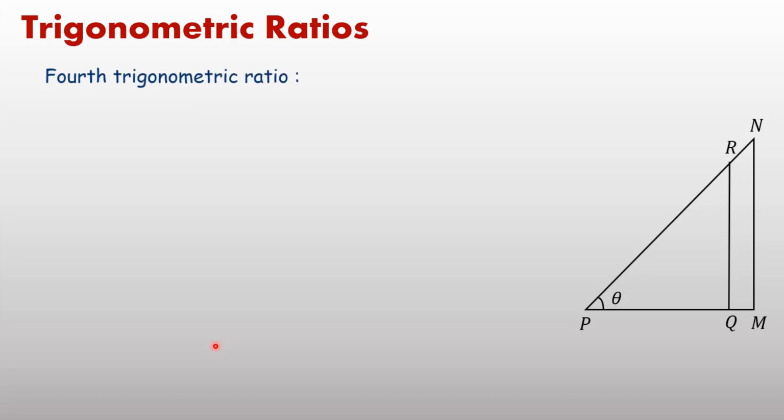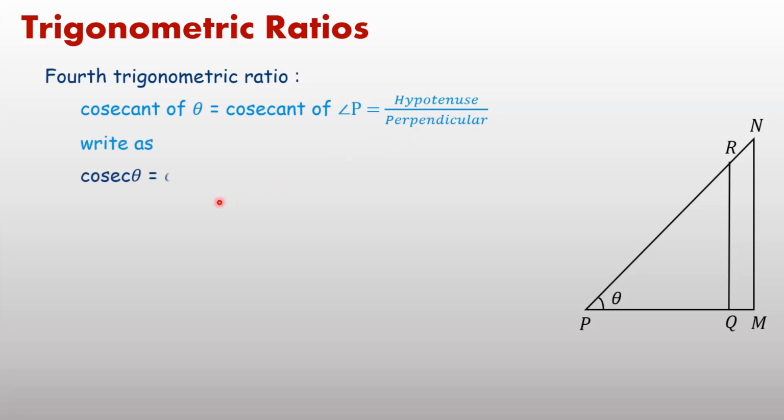Fourth trigonometry ratio, that is cosecant of theta, which represents the ratio of hypotenuse and perpendicular. Means we can write cosec theta in short form as cosec P equal to hypotenuse upon perpendicular. Hypotenuse means PR, perpendicular is QR. And in second triangle, hypotenuse is PN and perpendicular MN. Ratio of hypotenuse and perpendicular is cosec theta.